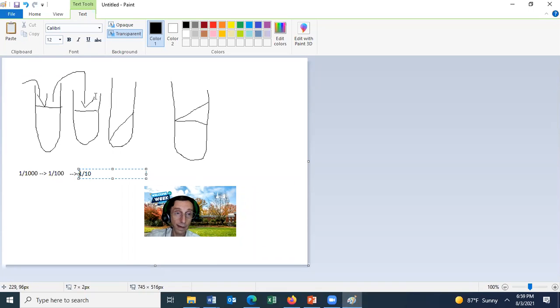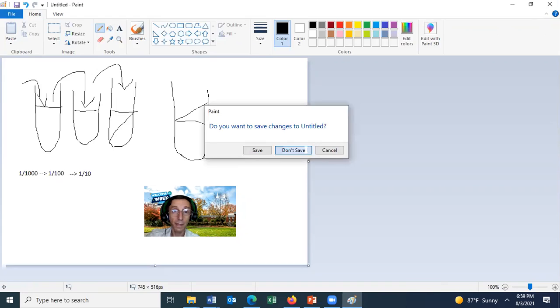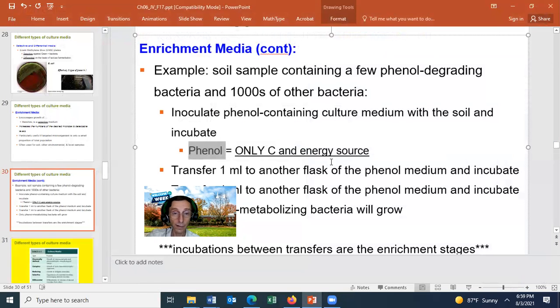And if that wasn't enough, you could also take from this one and do it again. So you can enrich more than one time. All right, any questions about enrichment media? Any questions about media in general?